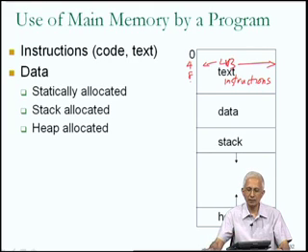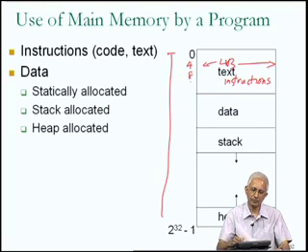What is the other end? We could assume that the highest address in memory might be 2 to the power 32 minus 1. If this is a 32-bit machine, the size of the program counter and the size of the various registers is 32 bits. This might be the size of the address space.